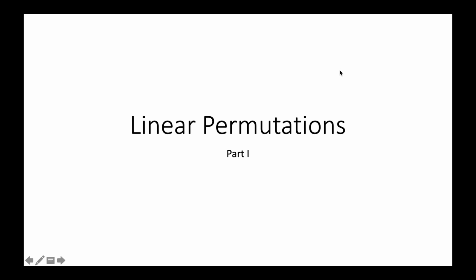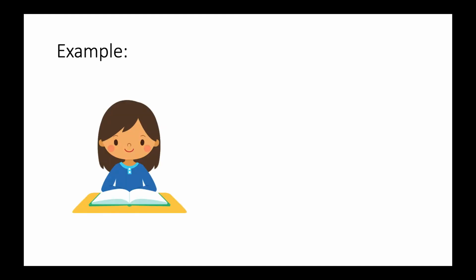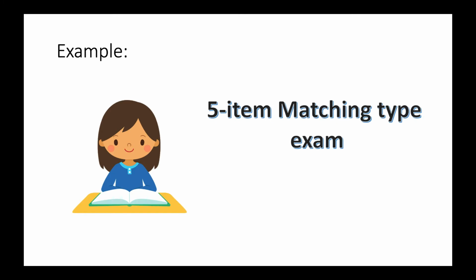For this video, we are going to discuss the first part of linear permutations. Let us have this problem. A student wants to answer a 5-item matching type exam with 5 choices. How many possible answers can she have for this test?